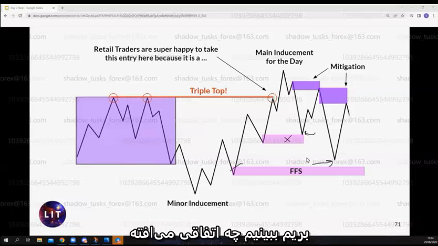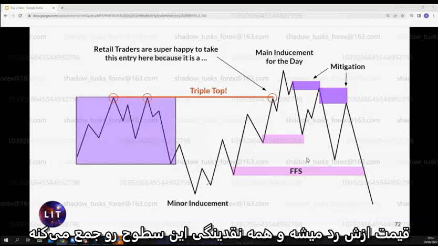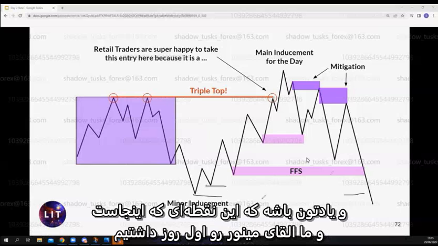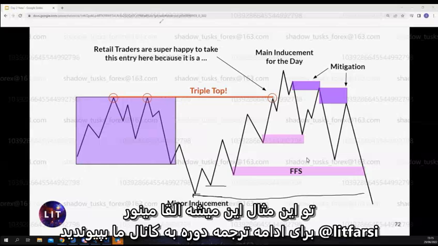So let's see what would happen. It would get smoked, take out all of these points. And remember, this point here where we had our minor inducement in the beginning of the day, remember, either Frankfurt or London. In this case, that is a minor inducement.